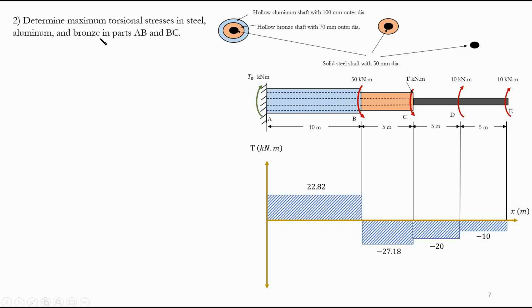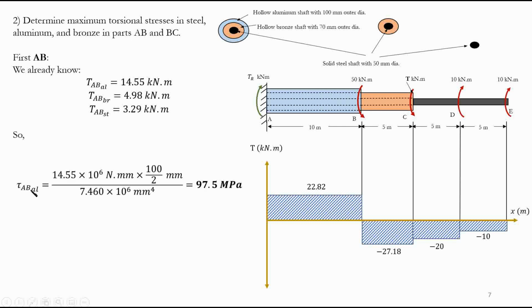Now, the second question was to determine the maximum torsional stresses in steel, aluminum, and bronze in parts AB and BC. First, bronze. Do we know that? Yeah, we do. For part AB, not for BC, we know the stress in bronze already. It's given in the question: 100 megapascal. So that's one. But let's start for part AB anyway. We already know the TAB aluminum, TAB bronze, and TAB steel. We found the torque value that each material takes.